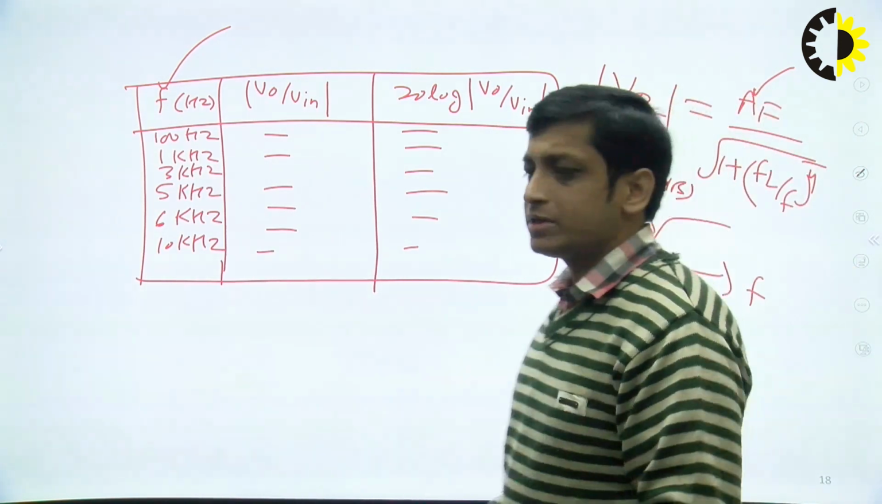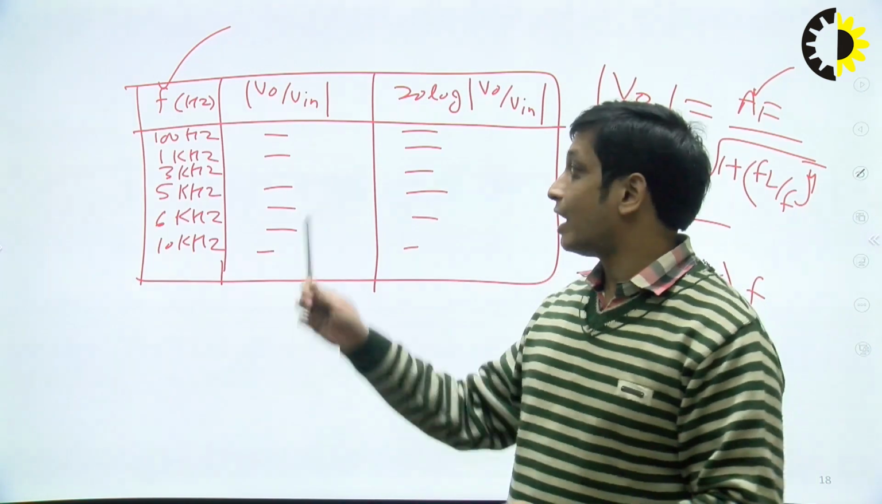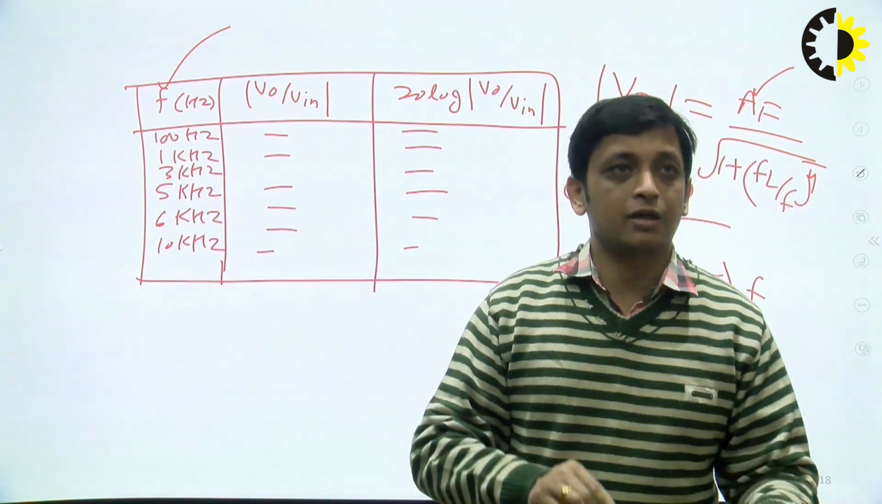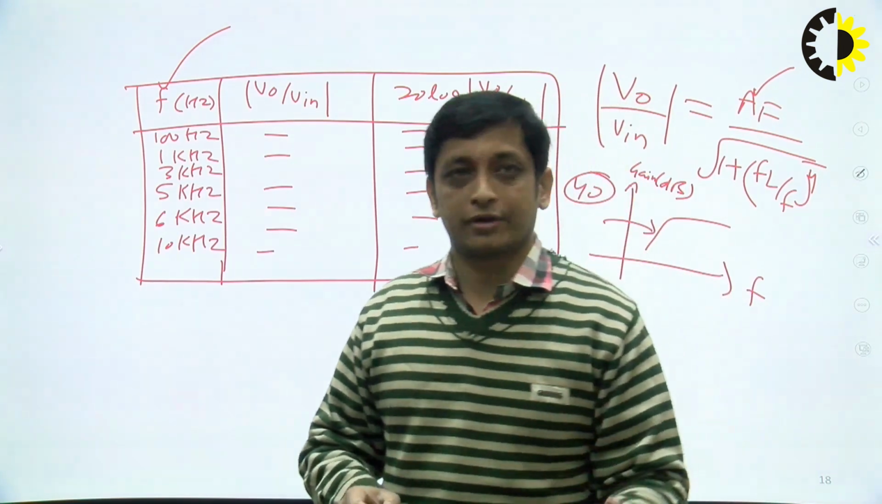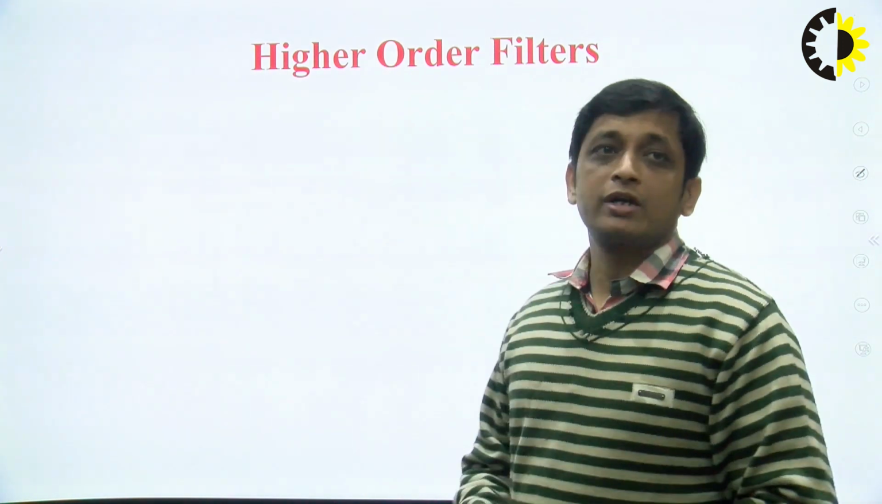Although you know the frequency response of the second order high pass filter, you have to draw the frequency response with the help of this table, because this table you have found for this particular numerical, for a particular cutoff frequency, right? So this is all about the first order and second order high pass filter.